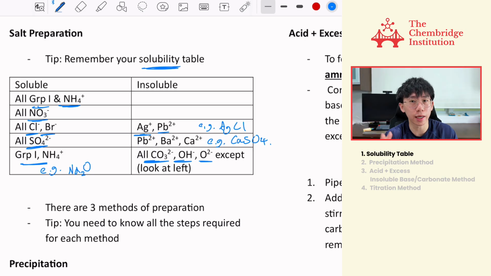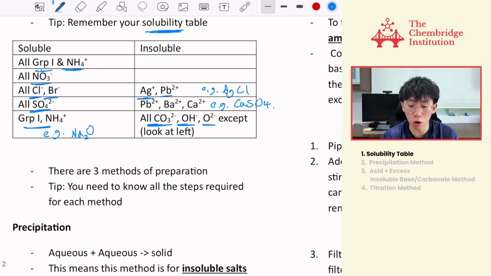We just need to know that there are 3 methods of preparation for our salts, and we have to memorize these procedures. This is very important. You need to know all the steps that are required for each method. Yes, you'll be expected to recite every single step, and this could be a 4 to 5 mark question in the exams, and we certainly do not want to waste any marks on them.